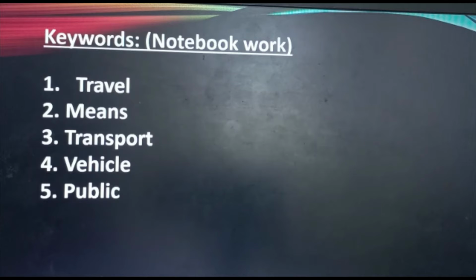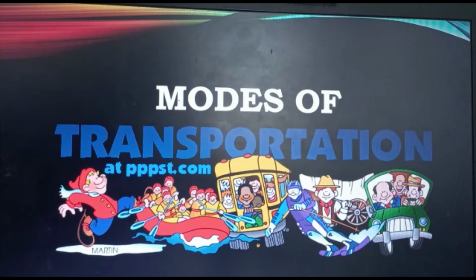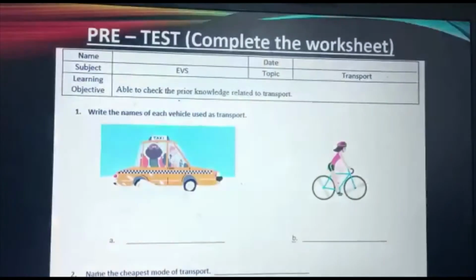Second is means. The third one is transport. The fourth one is vehicle. And the fifth one is public. So these are the main important words we'll be covering throughout the chapter. So here is our topic, which is modes of transportation.